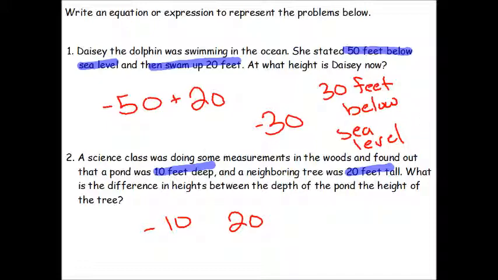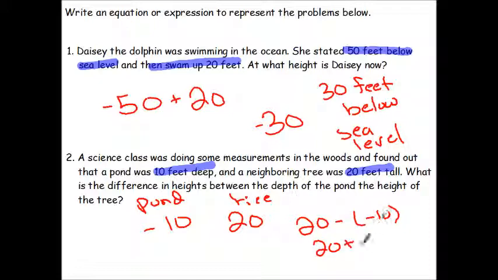So negative 10 represented my pond and 20 represented my tree. So we're going to go 20 minus negative 10. We can go stay, change, opposite. So 20, change minus to plus. Negative 10 becomes 10. So 20 plus 10 is 30. So there's a 30 feet difference.